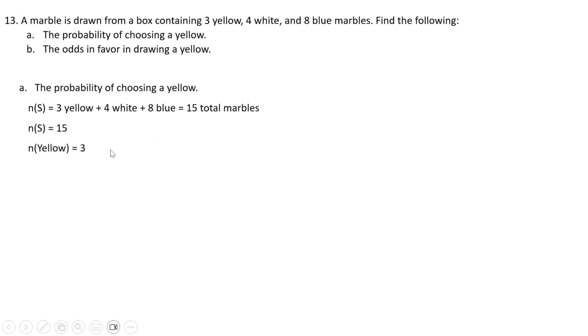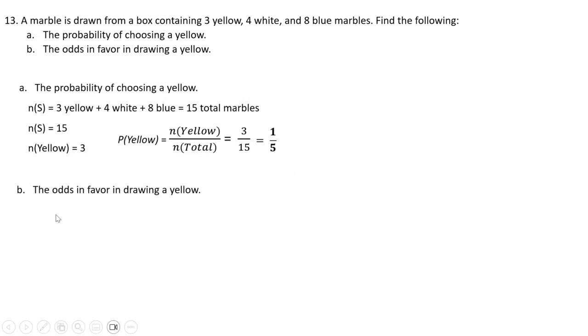And how many yellows are there? There's 3. So the answer is going to be 3 over 15, which would be 1/5. That's my solution. Now for B, is what I went over in today's PowerPoint, right?